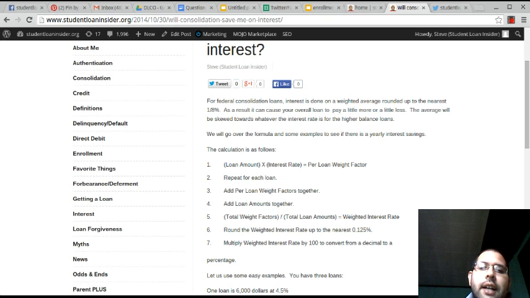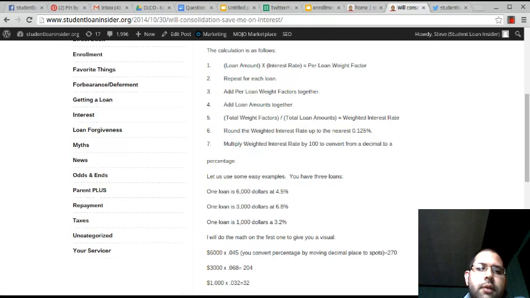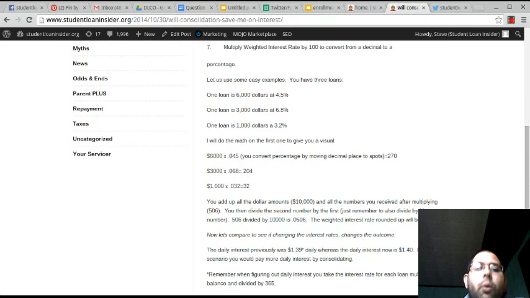Like I said, you can review these examples and the calculation on the blog post down below. Let's say one loan is $6,000 at 4.5% interest, one loan is $3,000 at 6.8% interest, and one loan is $1,000 at 3.2% interest. We'll go ahead and do the math. $6,000 times 0.045 is $270, $3,000 at 6.8% is $204, and $1,000 is $32.